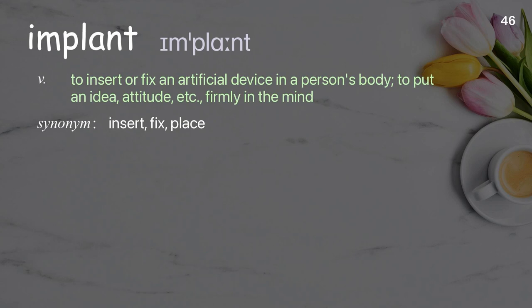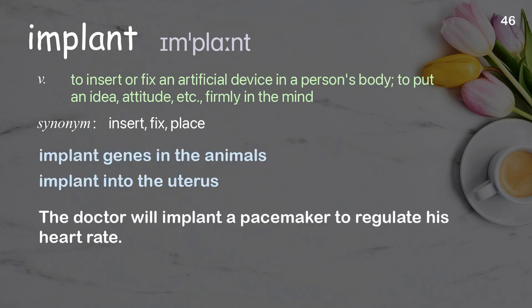Implant. To insert or fix an artificial device in a person's body; to put an idea, attitude, etc., firmly in the mind. Examples: Implant genes in the animals. Implant into the uterus. The doctor will implant a pacemaker to regulate his heart rate.